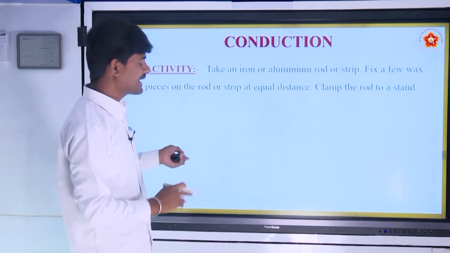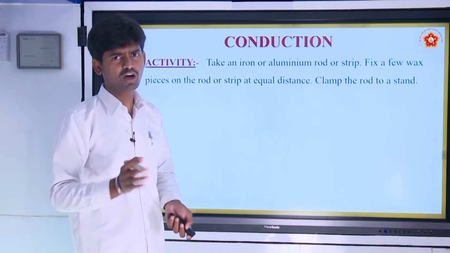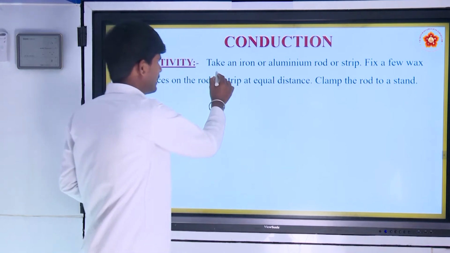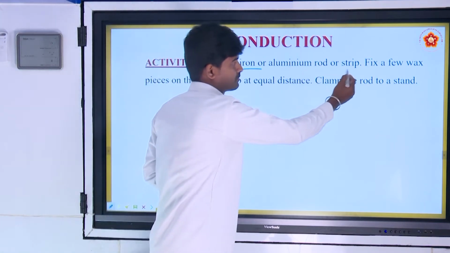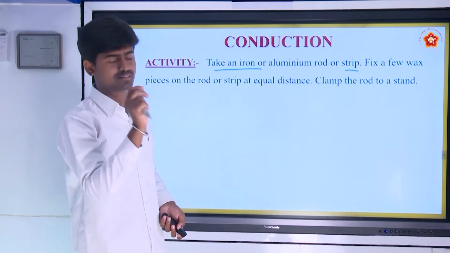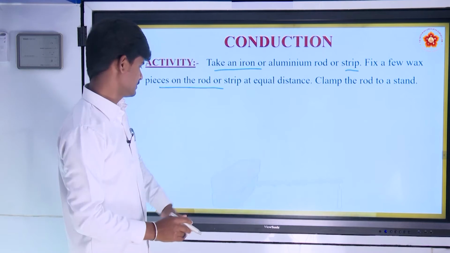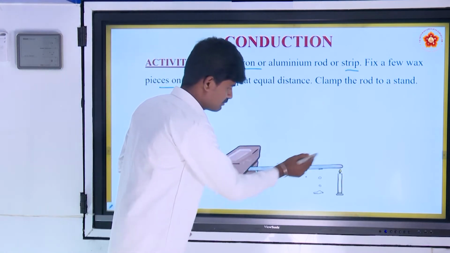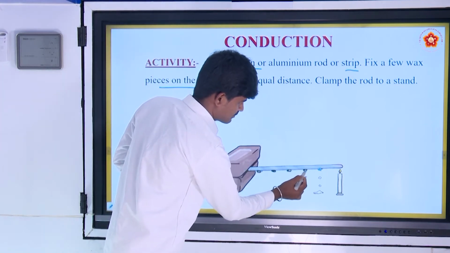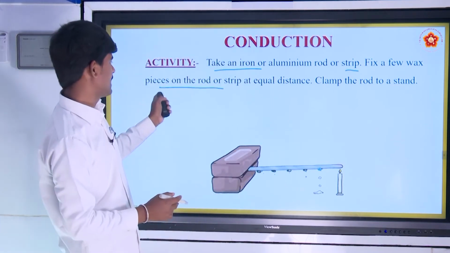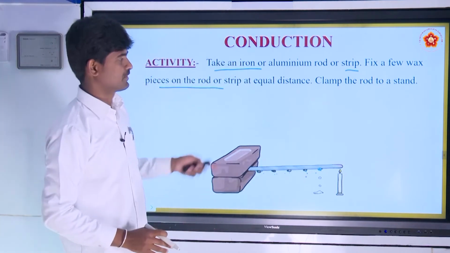Here is an activity to understand how the conduction process goes on in solids. First, take an iron or aluminum rod or strip. Fix a few wax pieces on the rod or strip at equal distances. See here, there is an aluminum rod, or you can take iron. Here is the wax. We fix the wax pieces on the rod at an equal distance.